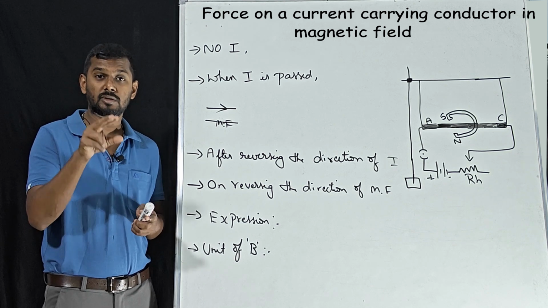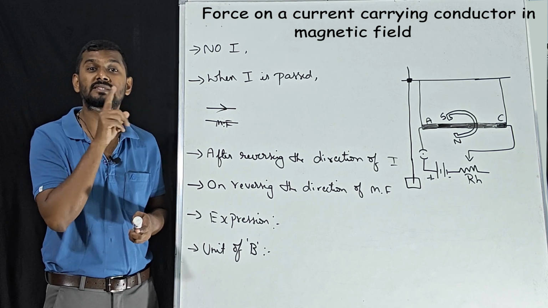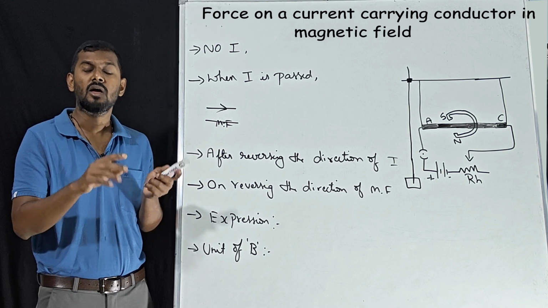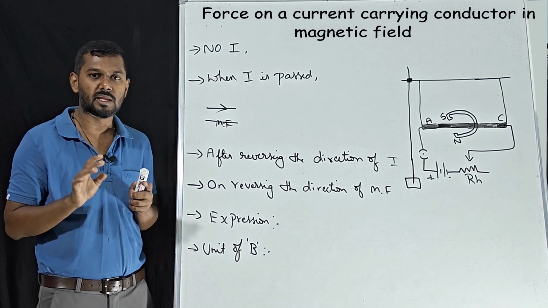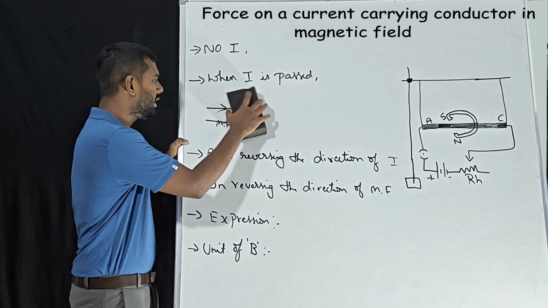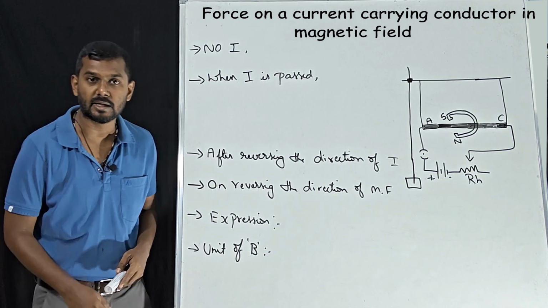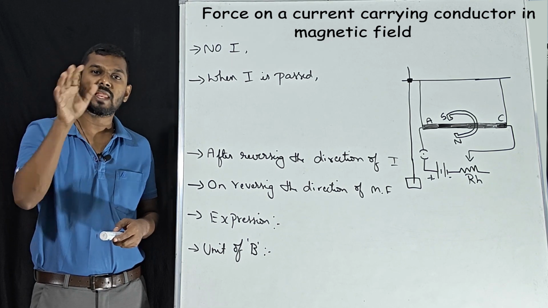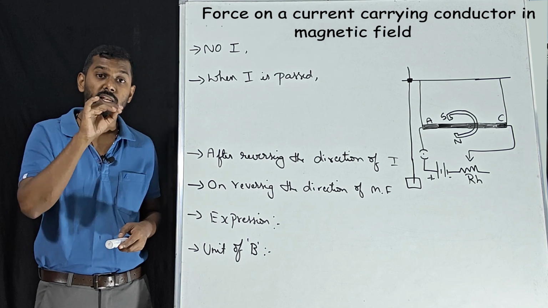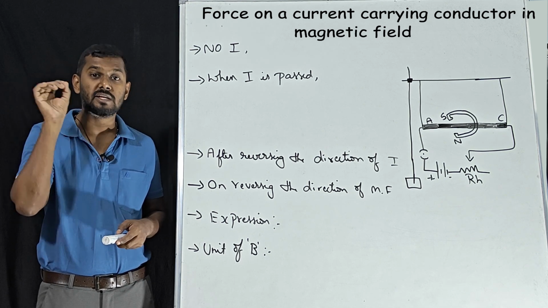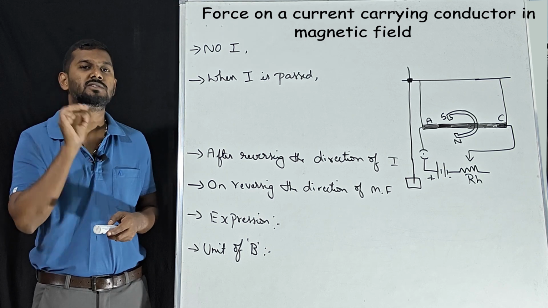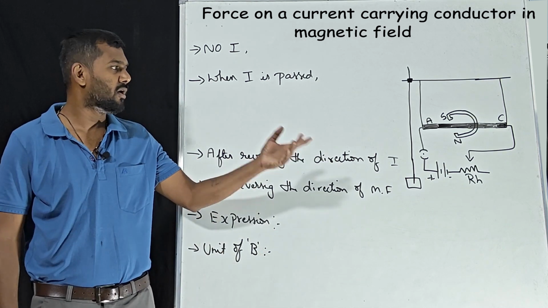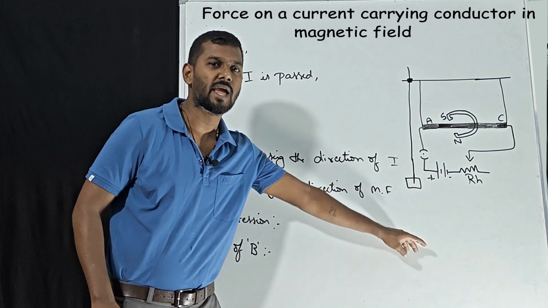That's why the magnet and the current should not be in the same direction or parallel to each other. Then the net force will be zero. So whenever we keep a magnet and a current carrying conductor, it should not be in the same direction. In any direction except the same direction, it generates a force. That force is called the Lorentz force. Based on that only, we are going to learn the concept by understanding this experiment.